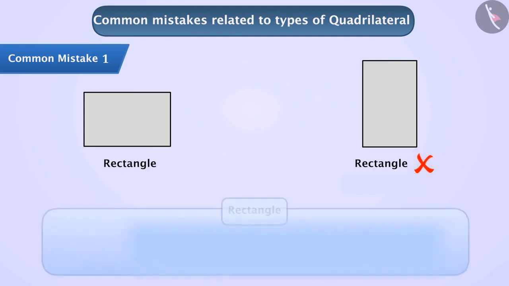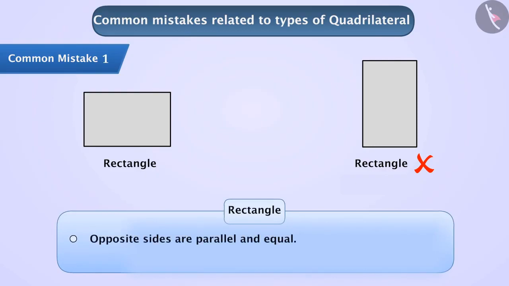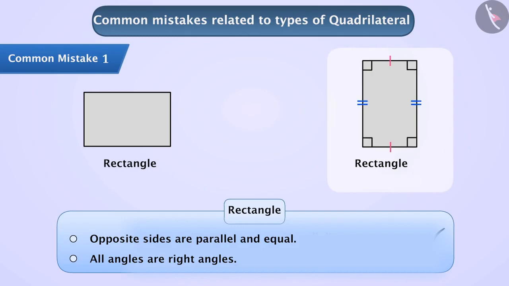A correct understanding is that opposite sides of a rectangle are parallel and equal, and all angles are right angles. With this understanding, we can make different rectangles in different ways. Here we can see that given properties are satisfied. Therefore, this is a rectangle.